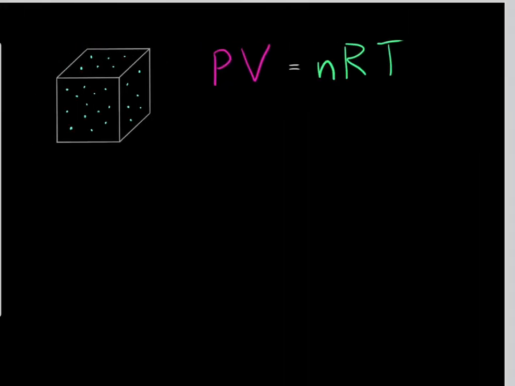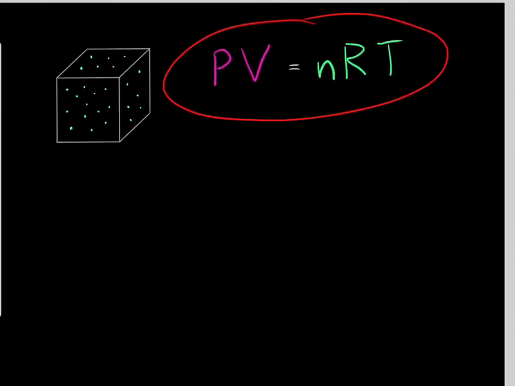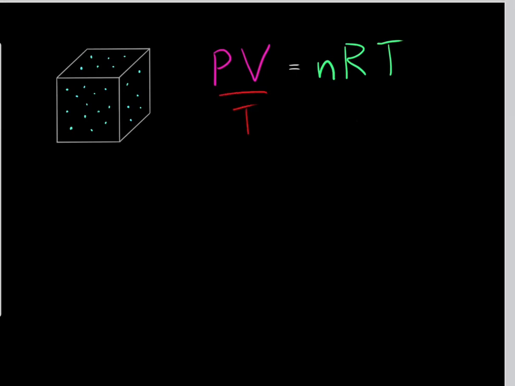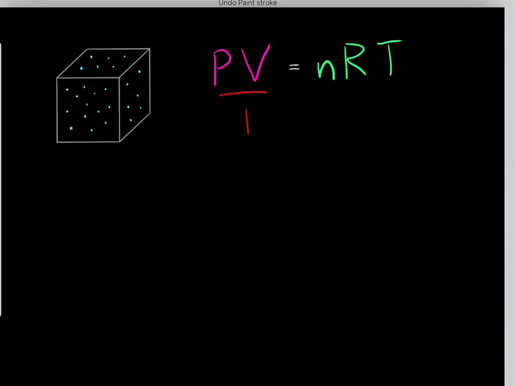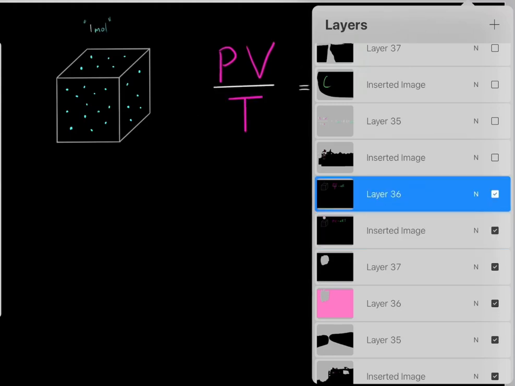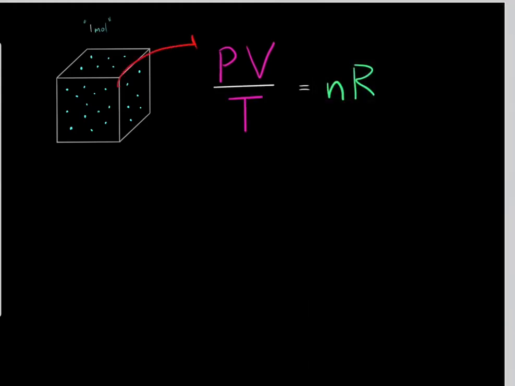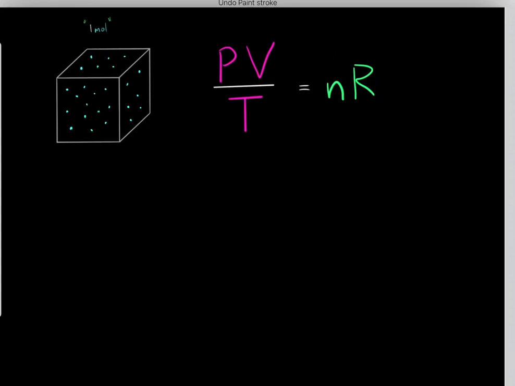However, the way I like to use this equation is I like to divide both sides by temperature. So you divide both sides by temperature. And if you do that, you're left with this equation. The pressure of the system multiplied by the volume of the system divided by the temperature of the system equals the number of moles in the system times the ideal gas constant.